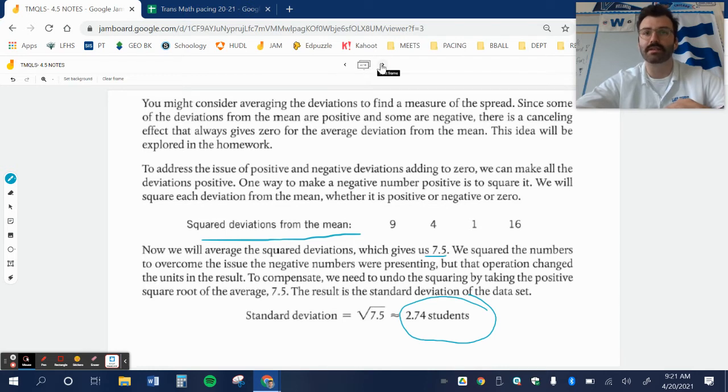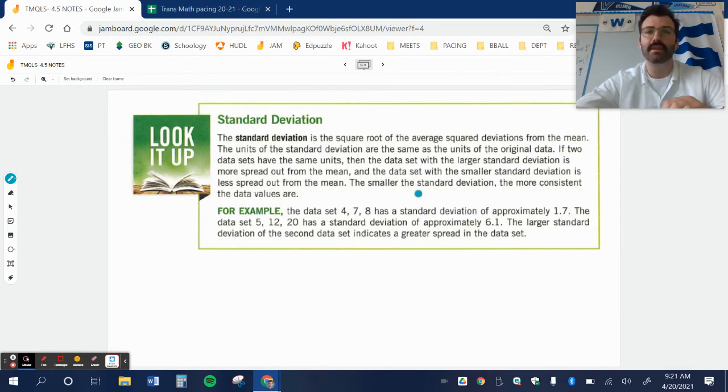So I just talked a lot there. We're going to practice that in a minute. So standard deviation, I want you to take a minute and read.